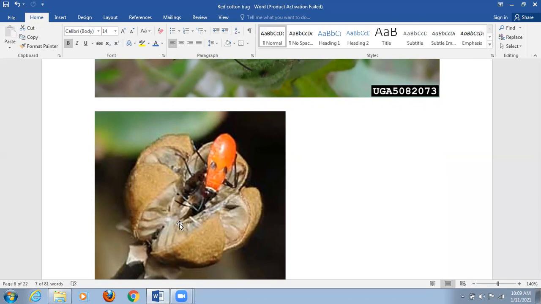In addition to this damage, they also feed on the seeds of the cotton and lower their oil content. If they attack the seeds, then the oil content decreases, and if the oil content decreases, then a low percentage of germination takes place and the seeds are unfit for sowing purposes. So this is the nature of damage of the red cotton bug.